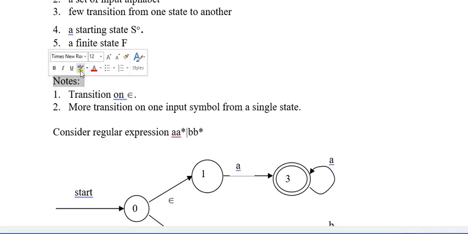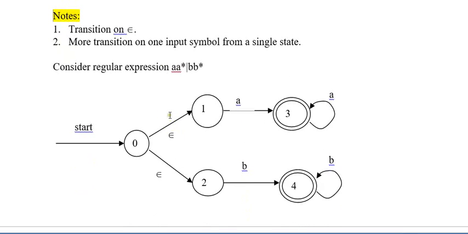Now here are the notes. Pay attention. In this transition we have an epsilon transition. That means we can have a free transition without giving any input. Now we can see in this diagram an epsilon transition and more transitions on one input from a single state. Because we are in state 3, if we have A, we can move to 3, but if we get B, then we can do nothing. Or if it is a pure NFA, for this B we can also have a transition.